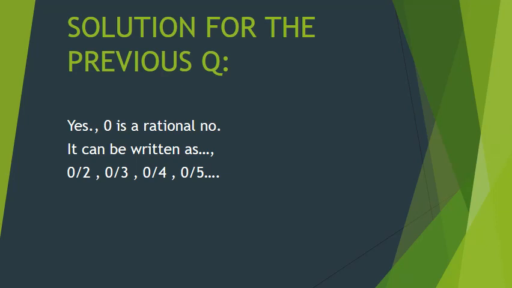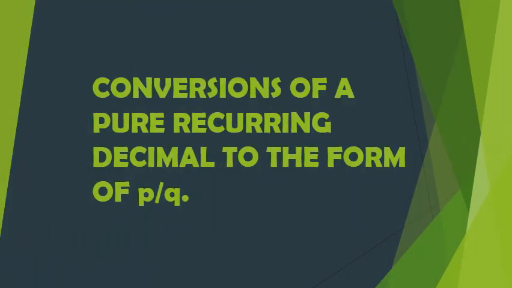Now we will be learning more about number system. We have already got the answer for the question which was asked in the previous session. So let us move on to learn about the other half of number system. So now let us learn how to convert a pure recurring decimal to the form of p by q.